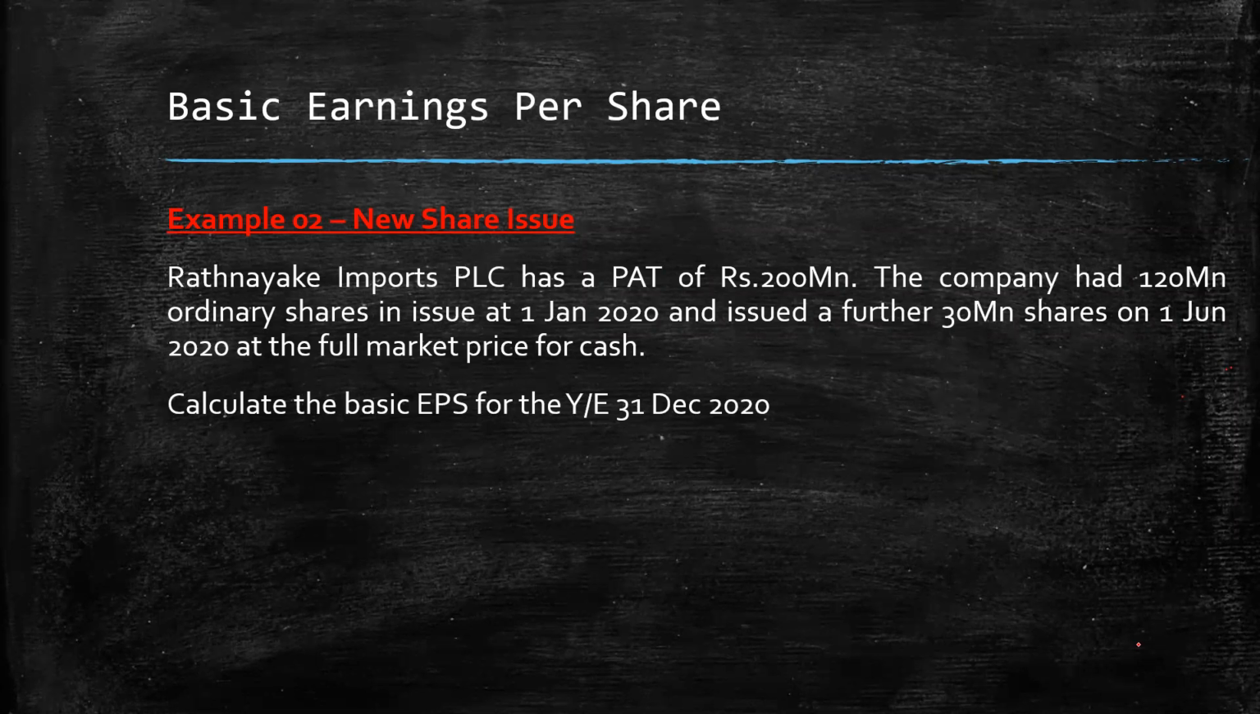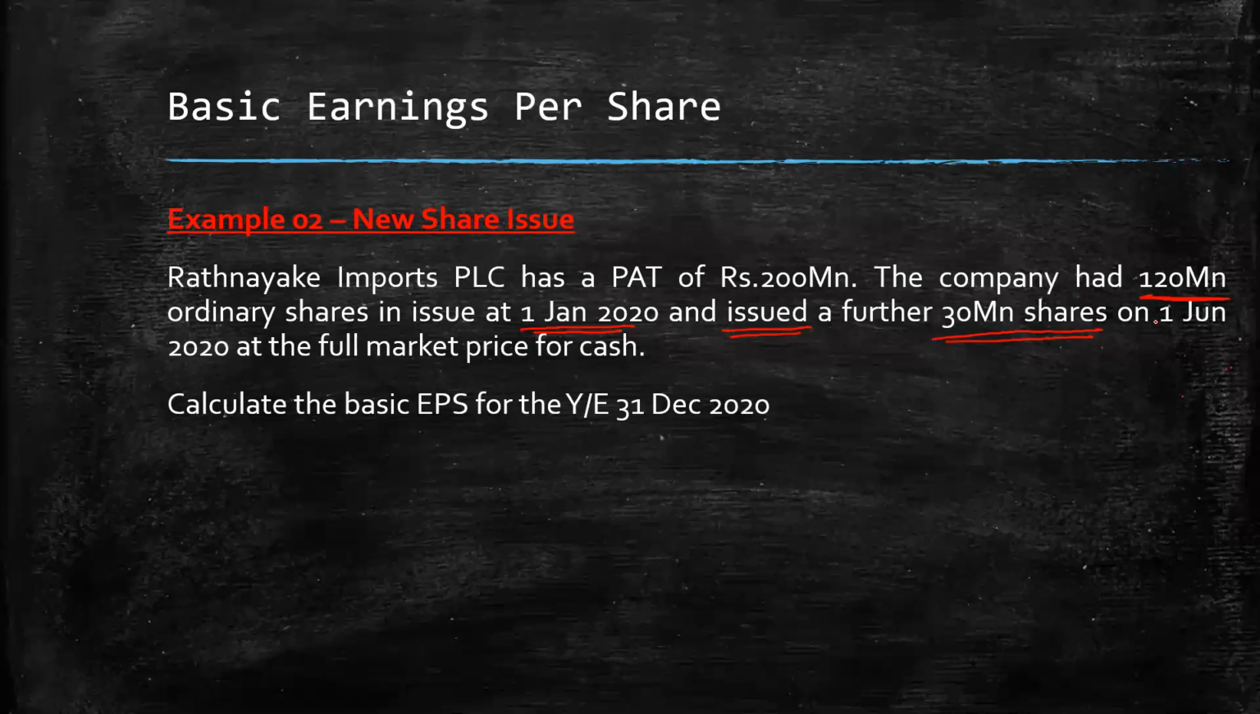Right? Here, what has happened? At the beginning of the year, we had this much of ordinary shares. 120 million ordinary shares were there at 1st of January 2020, at the beginning of the financial year. What happened during the mid of the year? We have issued a further 30 million shares, right? On 1st of June 2020, we have issued a further 30 million shares at the full market price for each. Now, there is a change in the number of shares during the period. Therefore, we need to specially calculate the weighted average figure, right?